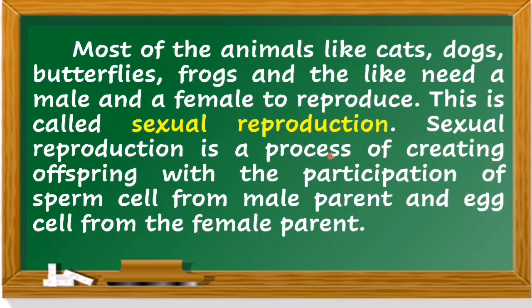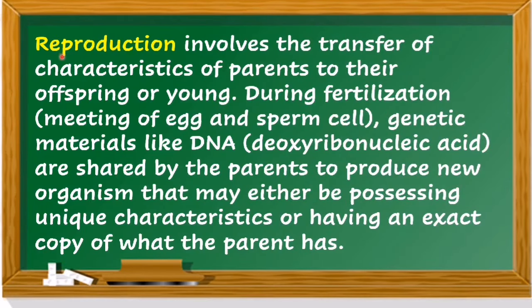Sexual reproduction is a process of creating offspring with the participation of a sperm cell from the male parent and an egg cell from a female parent. So what is reproduction? Reproduction involves the transfer of characteristics of parents to their offspring or young. During fertilization, the meeting of egg and sperm cell, genetic materials like DNA, deoxyribonucleic acid, are shared by the parents to produce new organisms that may either possess unique characteristics or have an exact copy of what the parent has.